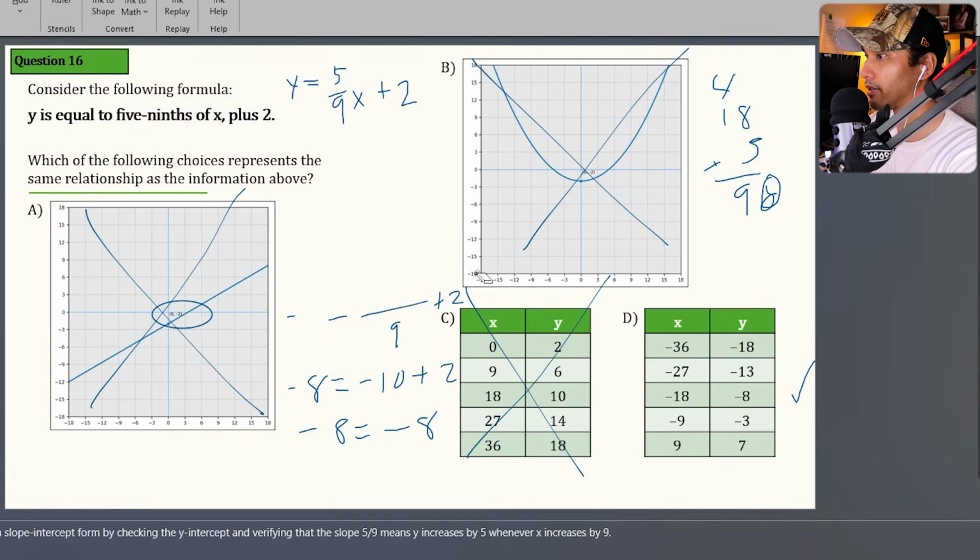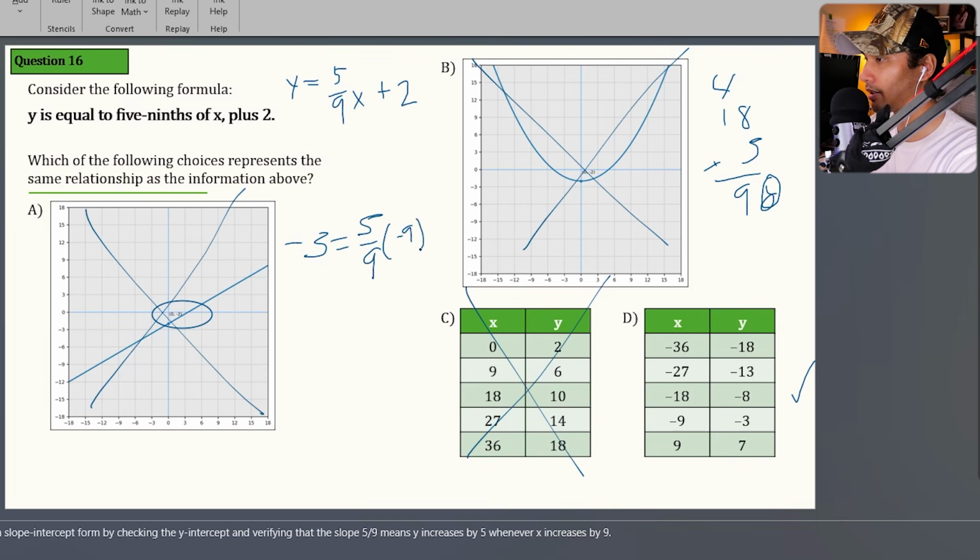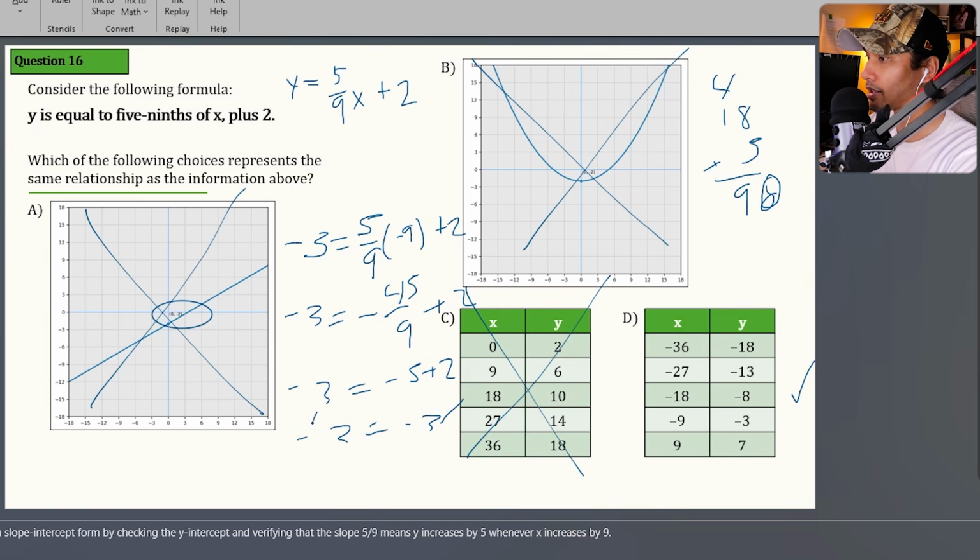Next number. I'm only going to do one more. I'm going to do -3 equals 5/9 times -9 plus 2. -3 equals -45/9 plus 2. -3 equals -5 plus 2. -3 equals -3, and that checks out.